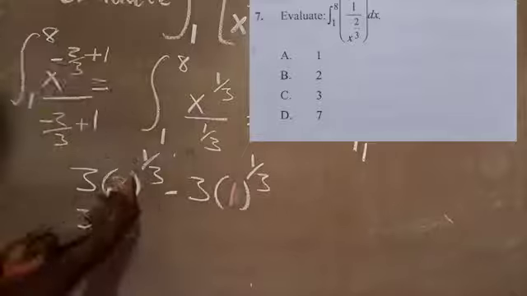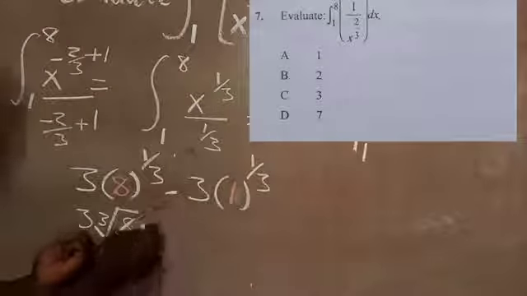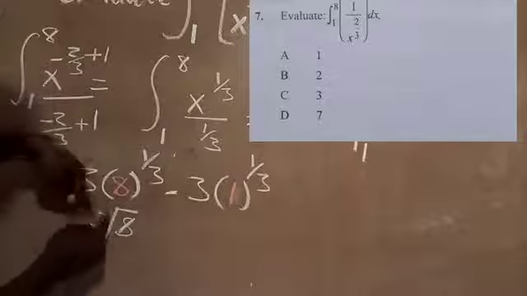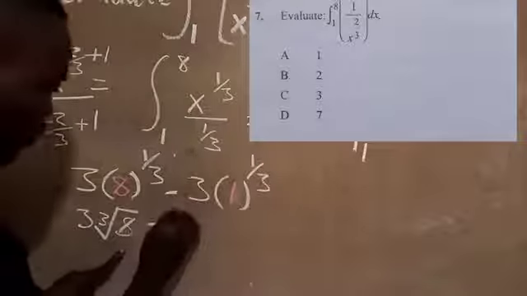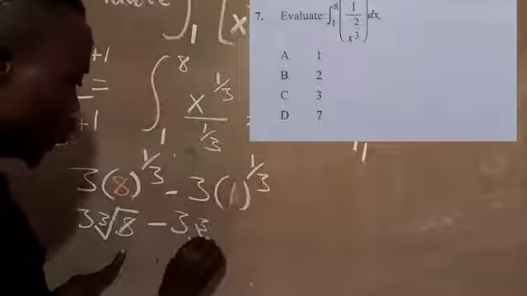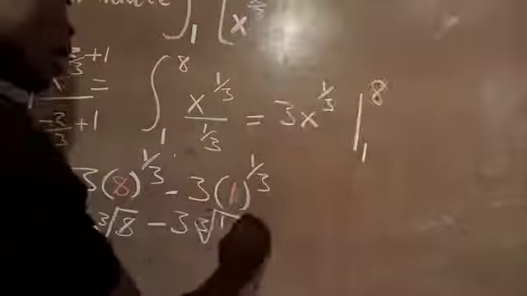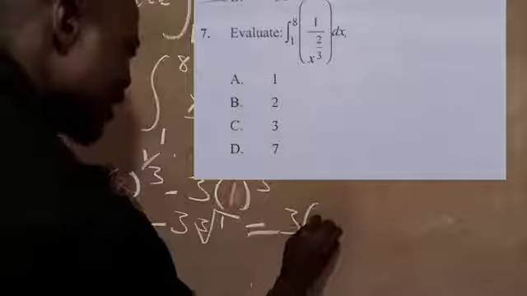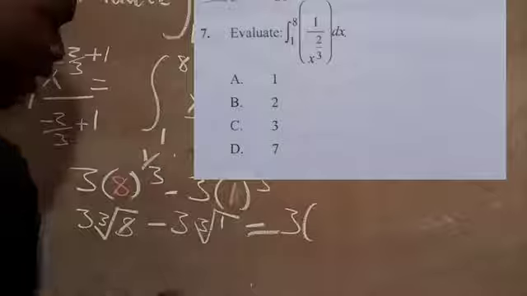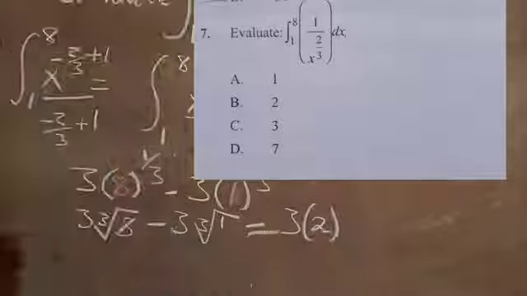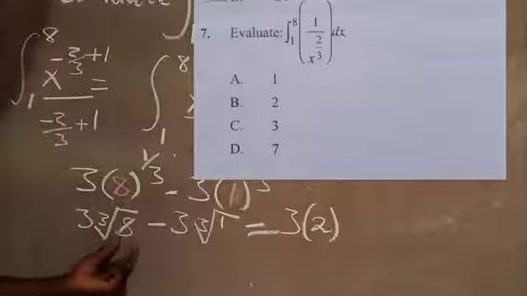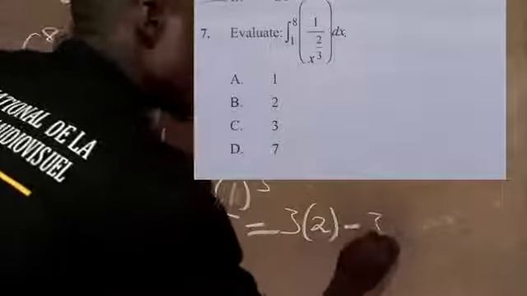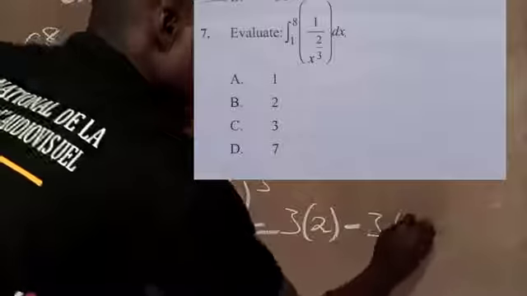If you are lost at this junction, if you get yourself twisted, please make sure you know your indices rules. Minus 3 times the cube root of 1. That will now give me the expression 3 times the cube root of 8, which is 2. That means the number that multiplies itself 3 times to give me 8. That's 2, minus the cube root of 1, which is 1.